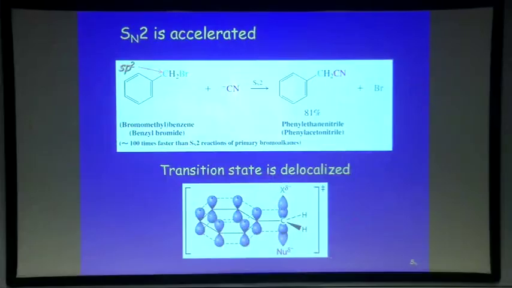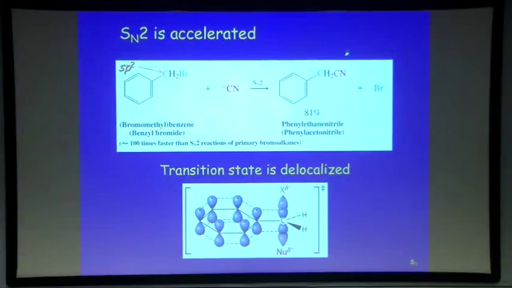Okay? So if you react this with cyanide, typically a good nucleophile, under typical SN2 conditions, which is some polar solvent, protic or not, you displace the leaving group. So here I'm using bromide as a leaving group. That gives you the corresponding nitrile, phenyl ethane nitrile. This goes about 100 times faster than the SN2 reaction of a typical primary bromoalkane.